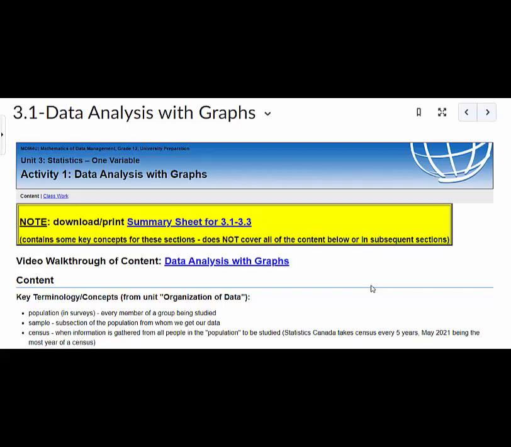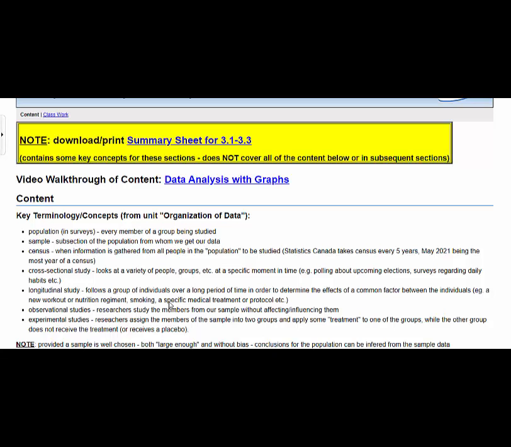Just going to take you through a quick run through of section 3.1 data analysis here. There's a lot in this section, a lot of words, so I thought maybe just kind of going through it would be helpful.